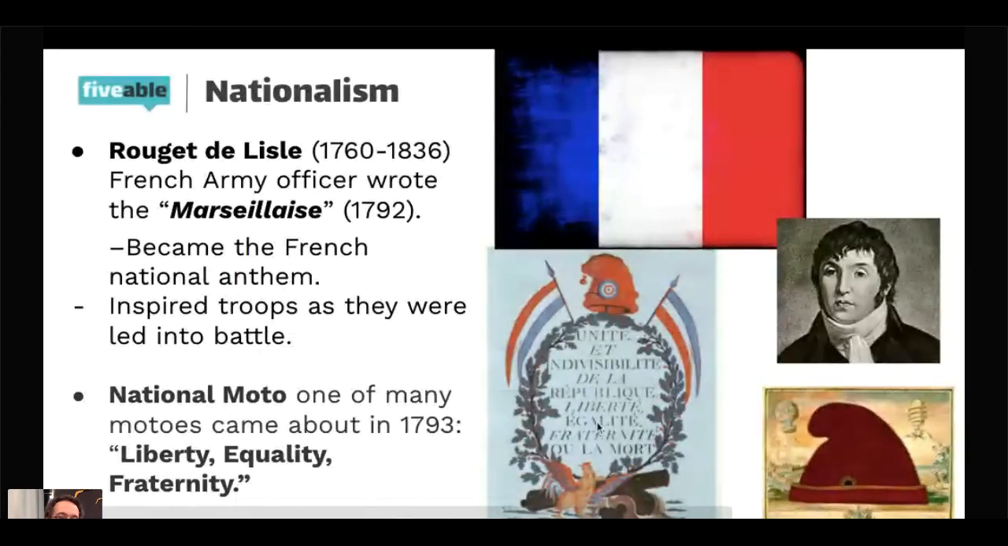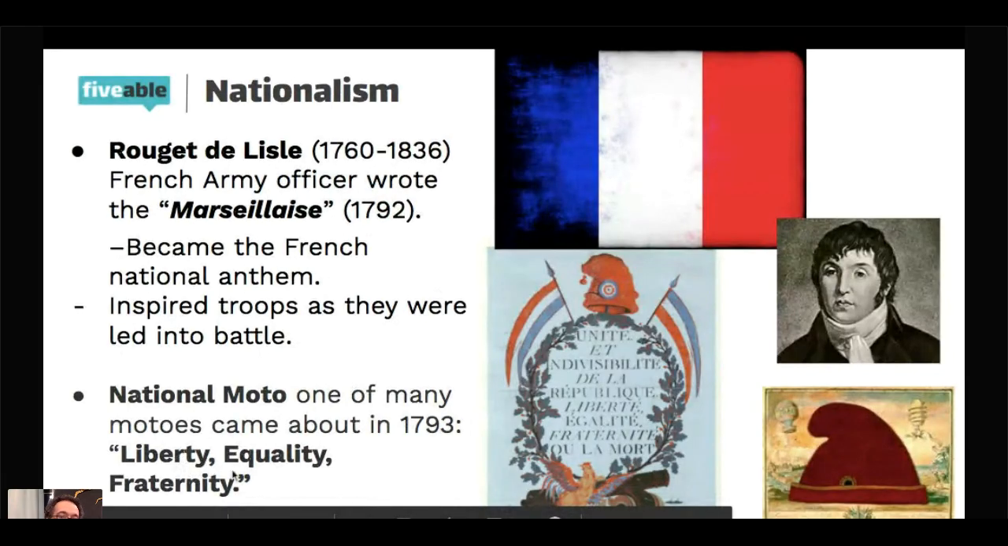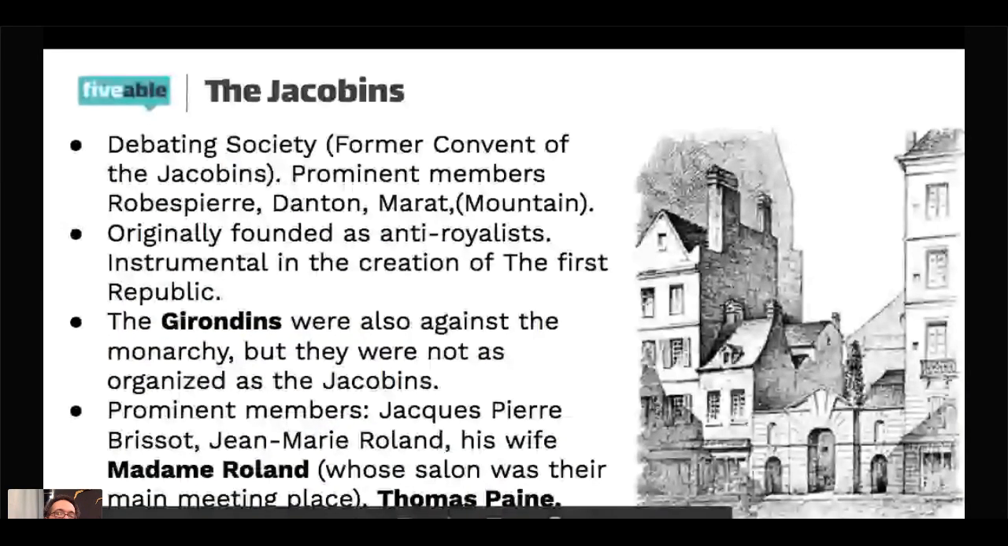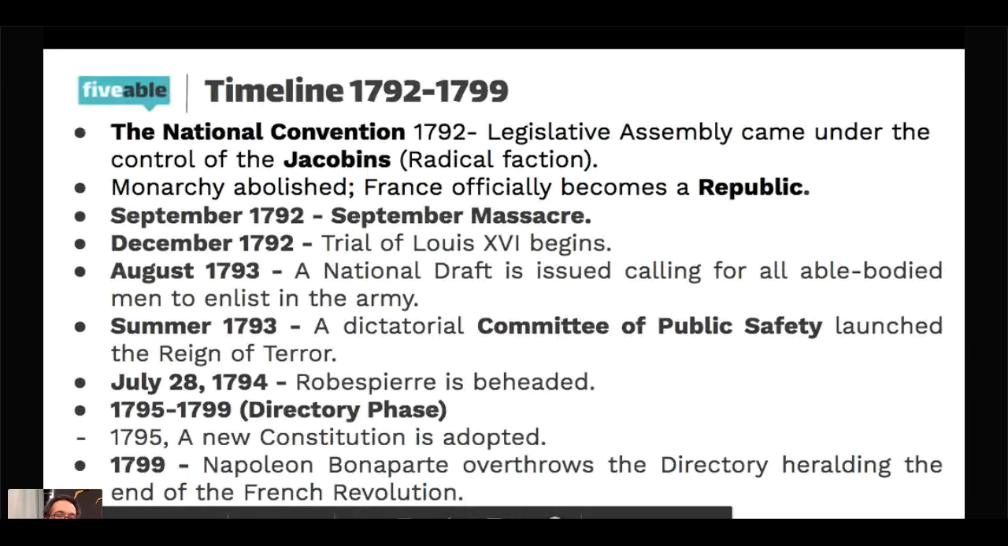The French motto of Liberté, Égalité, Fraternité, which translates to liberty, equality, and fraternity, the French motto. So all of these symbols are created during that time, and we can definitely see that France is really connected to many of these ideals embraced by the French people.